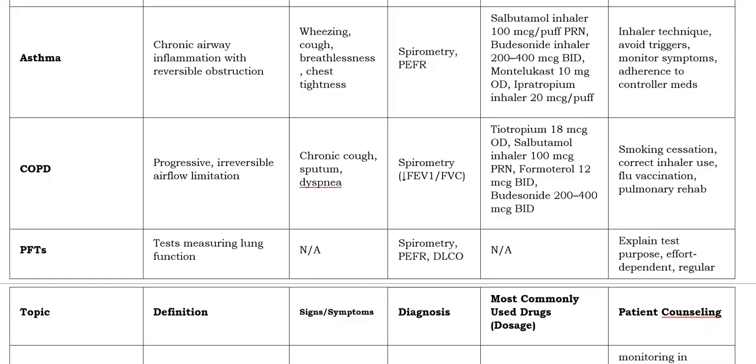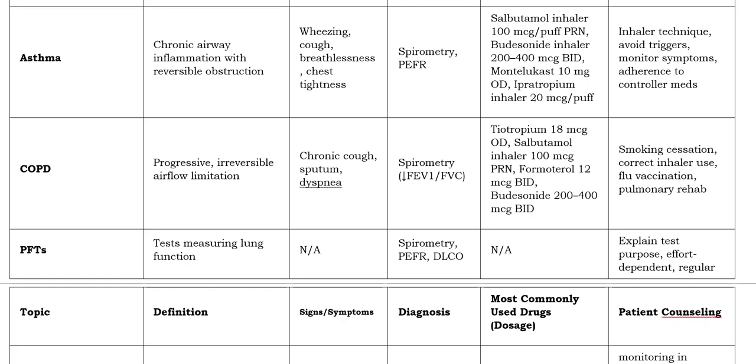What are the critical counseling points for asthma patients from this source? Inhaler technique always comes up, doesn't it? Absolutely. The source strongly emphasizes correct inhaler technique. If you don't use it right, the medicine doesn't work well. That makes sense. Also avoiding known triggers: allergens, smoke, exercise sometimes, and monitoring symptoms, maybe with a peak flow meter. And adherence to controller meds, even when feeling well, is vital to prevent attacks.